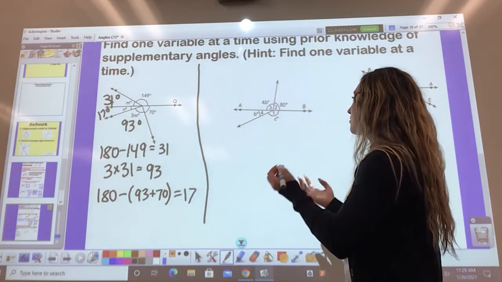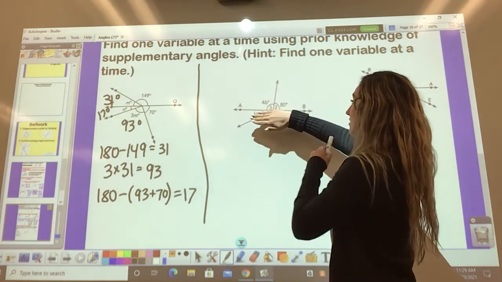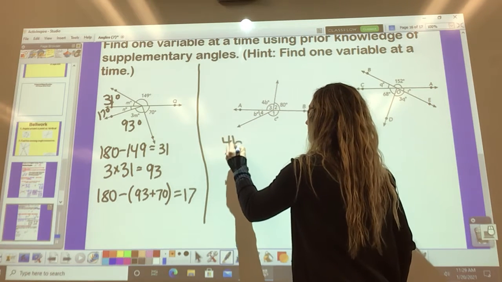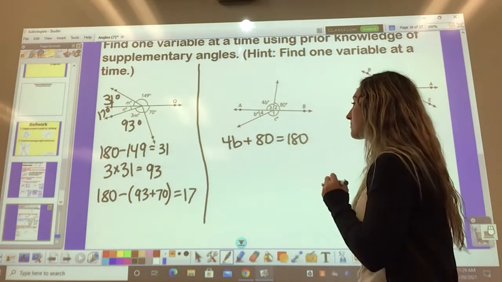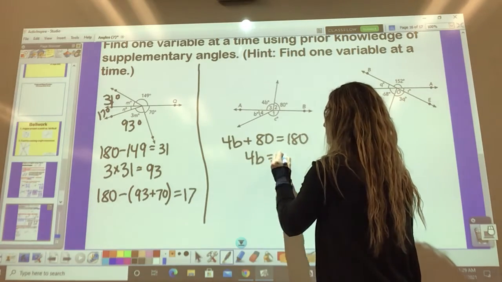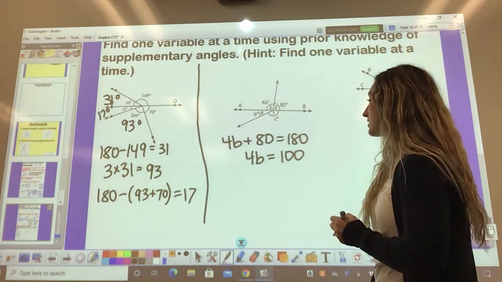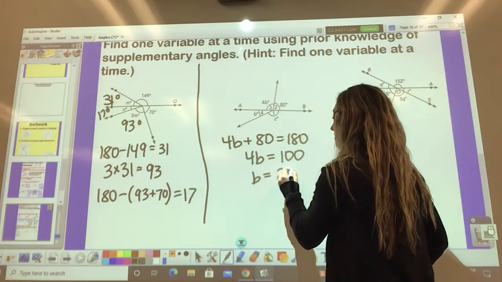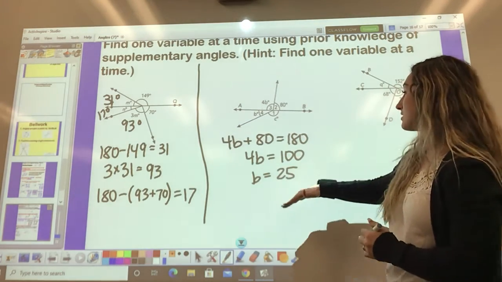Or you could set up an equation that says that these added together form a straight line, so they need to add up to 180. So 4B plus 80 needs to equal 180. Or maybe you knew that just this 4B needs to equal 100. Maybe you just jumped right to that step, or maybe you could do all that in your head and just know that B would be 25 in order for all of that to be true. But regardless, these would be the steps either way.